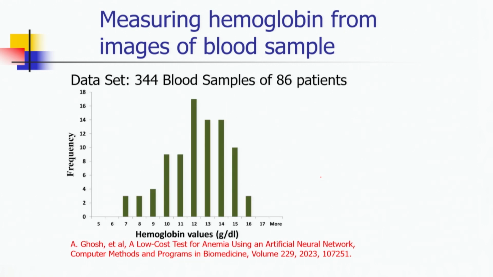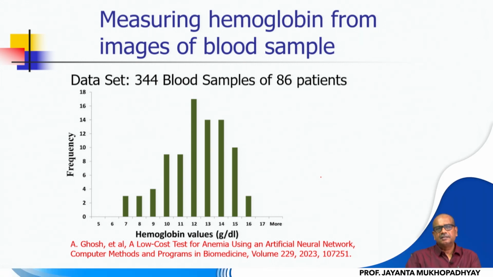This shows our data set and its characteristics. You can see that we collected about 344 blood samples of 86 patients, which means there are a number of blood samples per patient, and these patients have varied distributions of hemoglobin. Otherwise, if you don't capture that distribution, it is meaningless. You cannot learn. So, in one way, you are learning this distribution or the functional mapping.